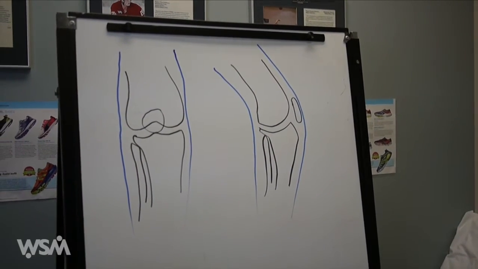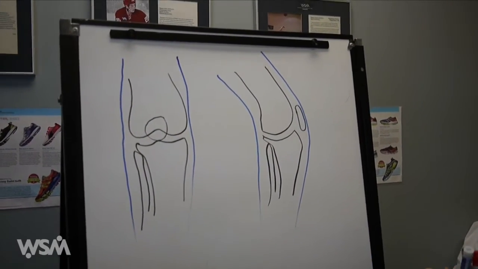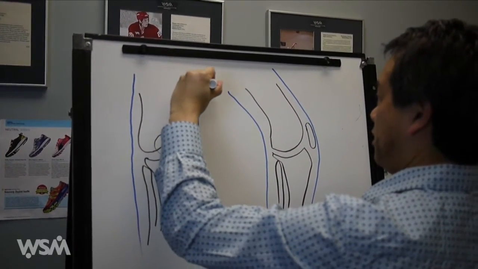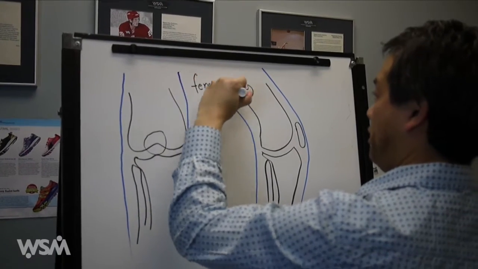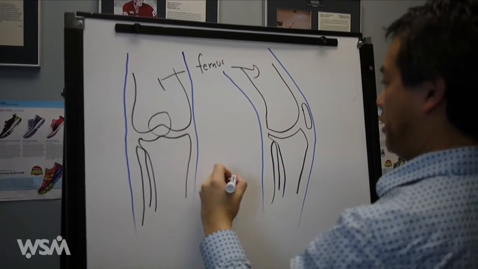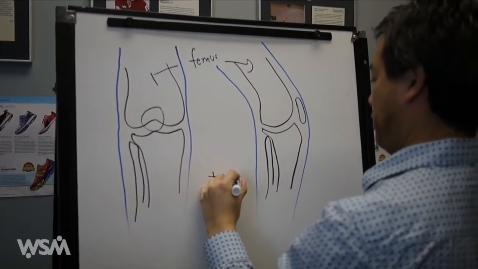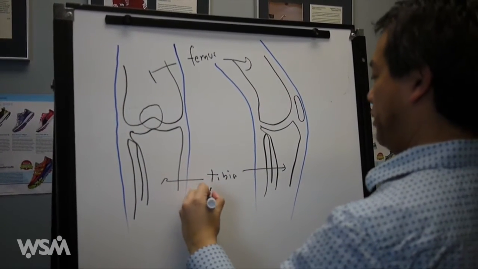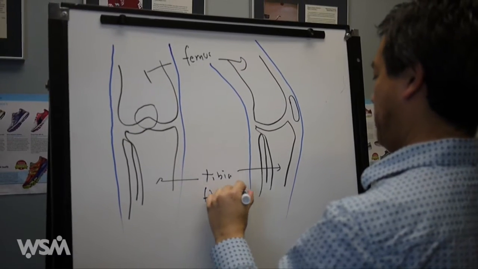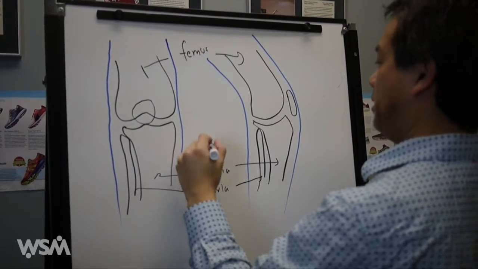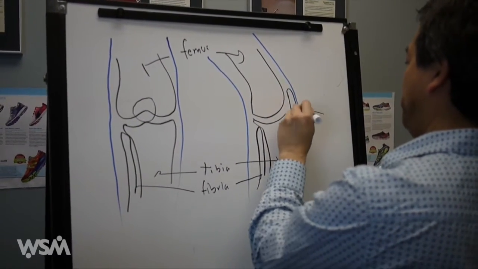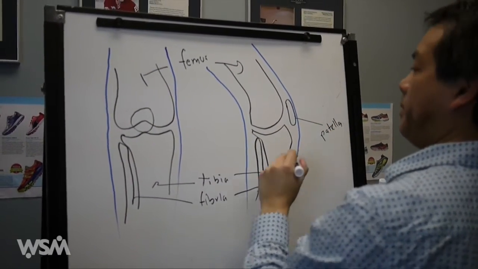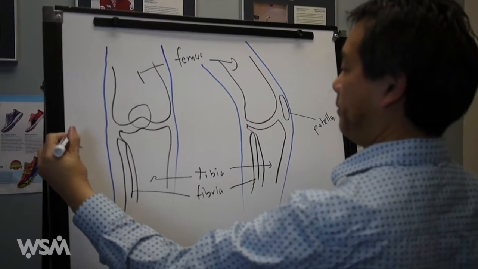Okay, so bones, we have our femur, which is the thigh bone. And the lower bone here is called? Tibia. And beside it is the fibula, a little small bone. And the kneecap, so patella, which is here, or your kneecap.